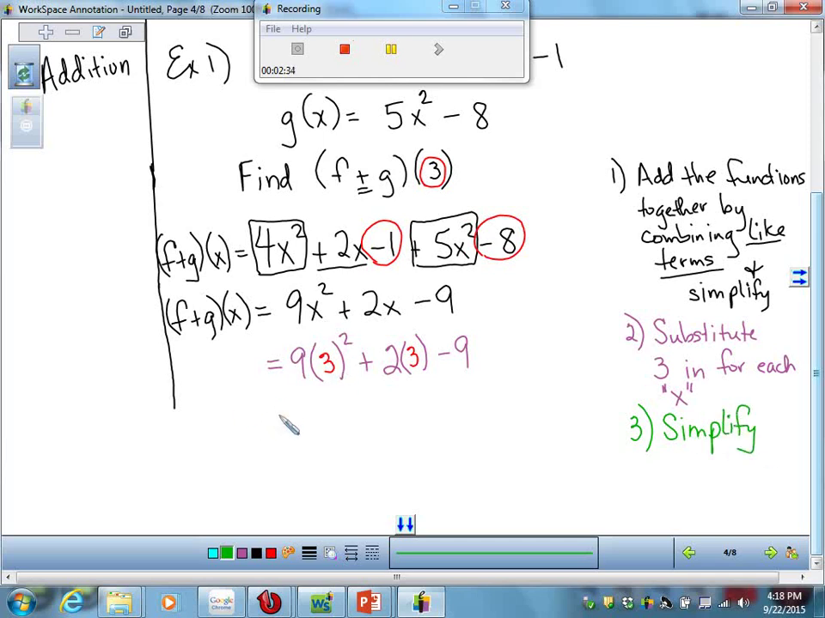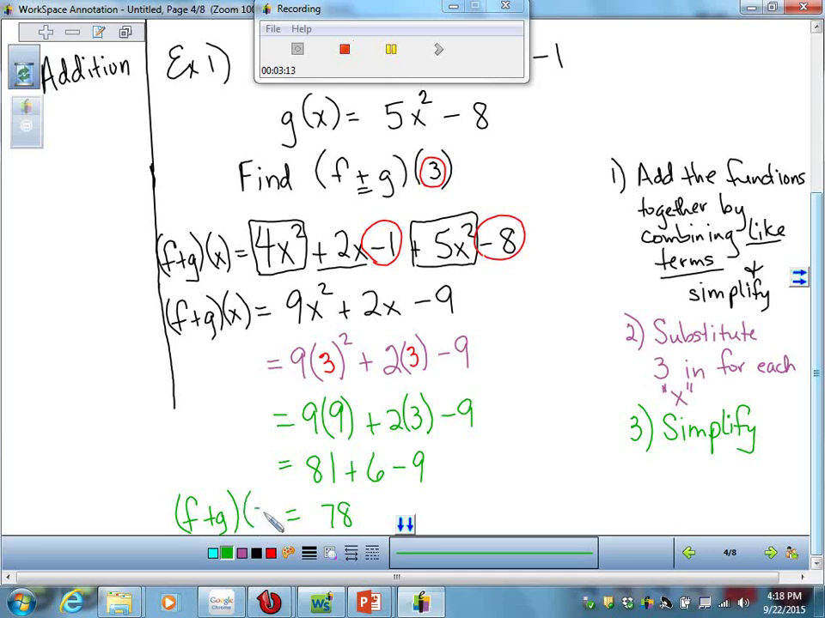So I'm now going to simplify this following my order of operations. I've got 3 squared. 3 squared is 9, so I have 9 times 9 plus 2 times 3 minus 9. As I multiply this, 9 times 9 is 81. 2 times 3 is 6. Take away 9. Combining all of these together, 81 plus 6 is 87. Take away 9 is 78. So f plus g of 3 is equal to 78.